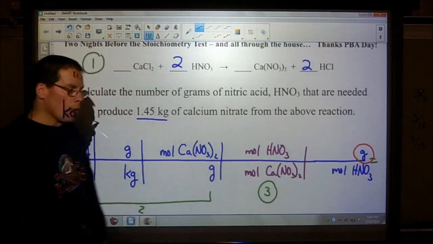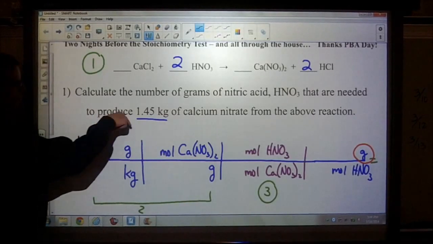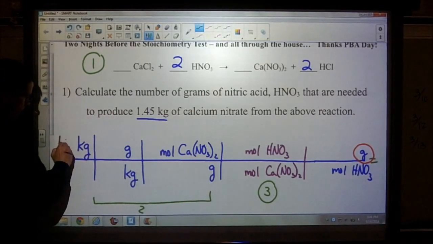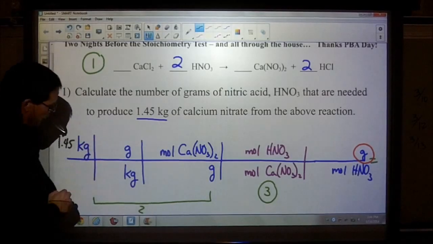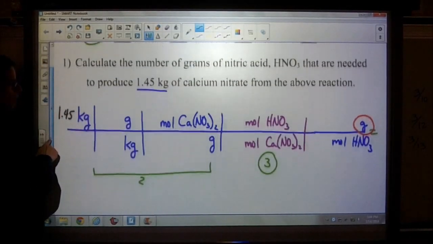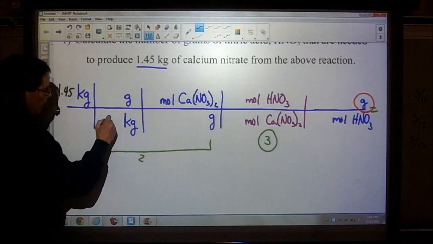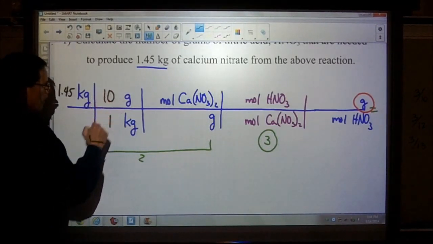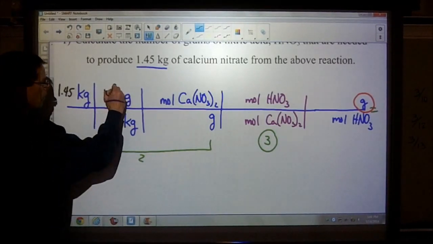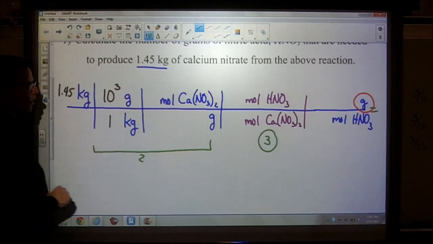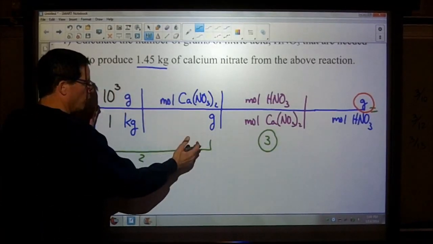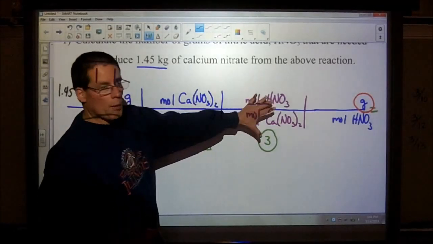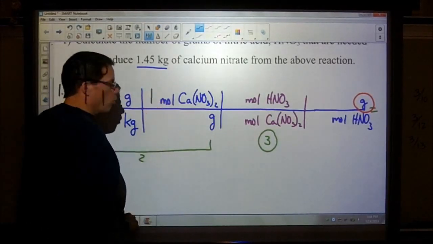Let's now put the numbers in. So from the problem, 1.45 kilograms. Which is bigger, a kilogram or a gram? Let's scoot that up. So a kilogram is bigger than a gram. And how many grams are in a kilogram? 1,000. Very good. Now, any time that we are finding moles, and we're not using step 3, this is step 3, your value for the mole will be 1.